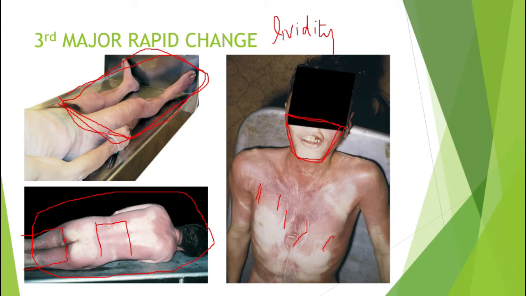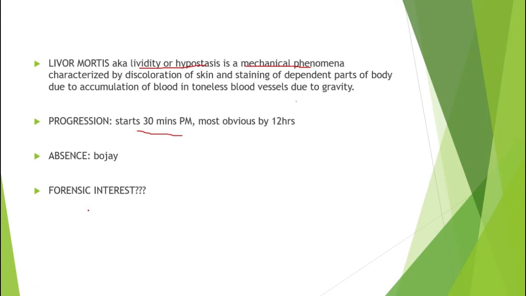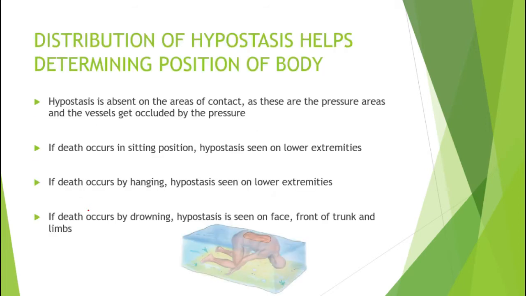So what was all this discussion about? It was about the forensic interest. The thing it tells us about is the position of the body when it died. The pattern of lividity suggests the position of the body prior to death or during the death. So let's move on to the next slide and see what's there. Distribution of hypostasis helps determining position of the body.